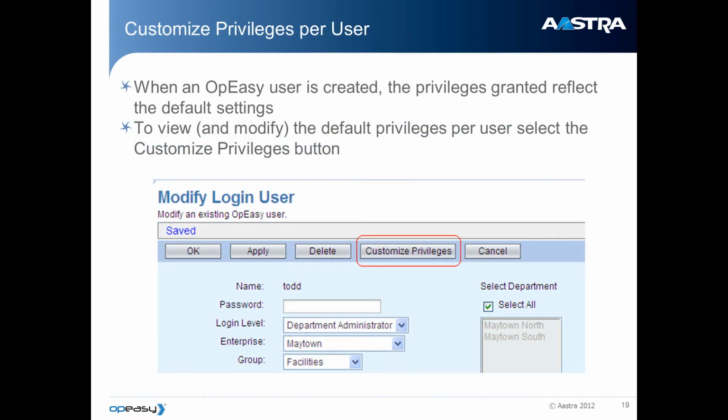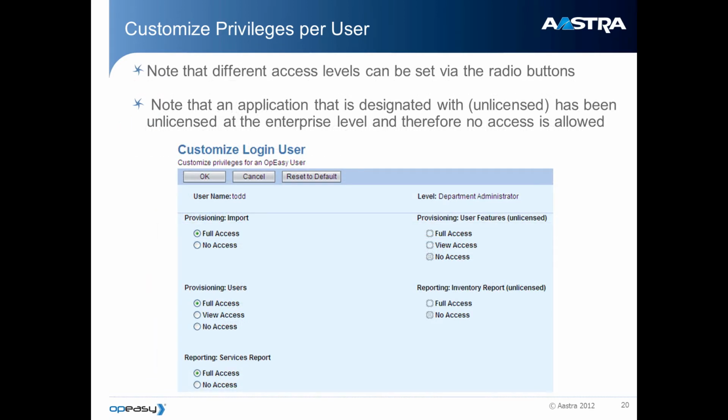When an OpEasy user is created, the privileges granted reflect the default settings. To view or modify the default privileges on a per user basis, select the Customize Privileges button. Note that different access levels can be set via the radio buttons. Note also an application that is designated with unlicensed has been unlicensed at the enterprise level, and therefore no access level is allowed, such as you see here under Reporting Inventory Reports, and Provisioning User Features.